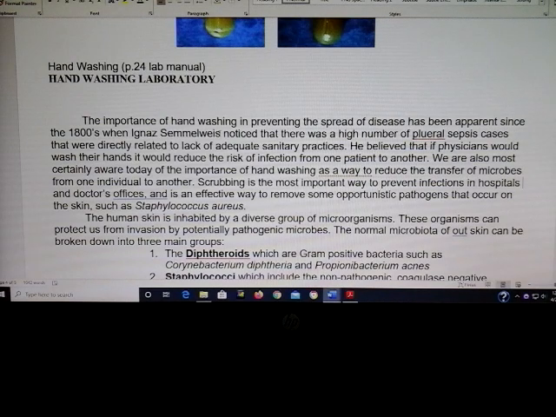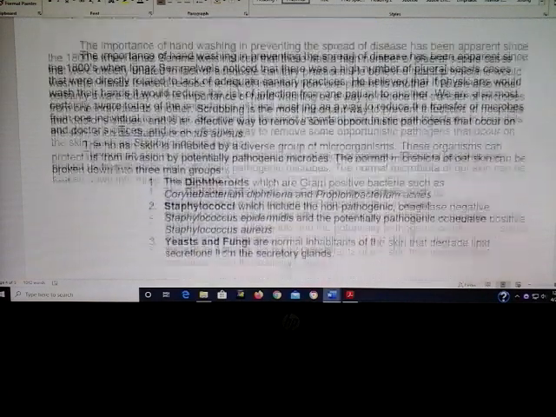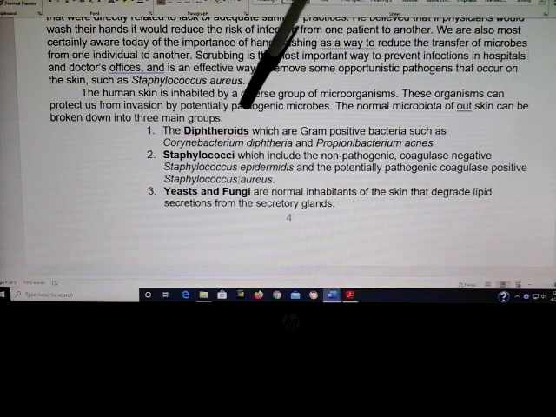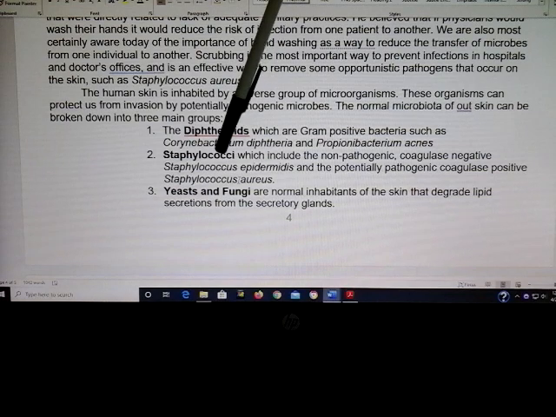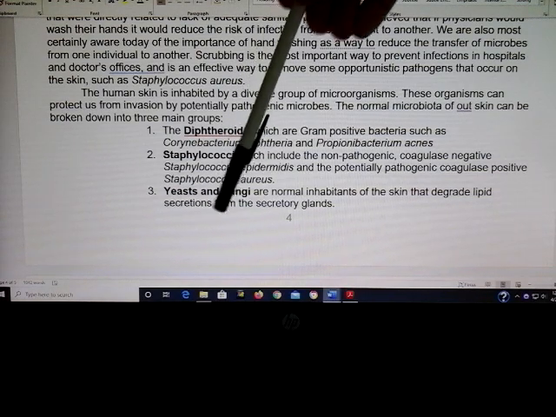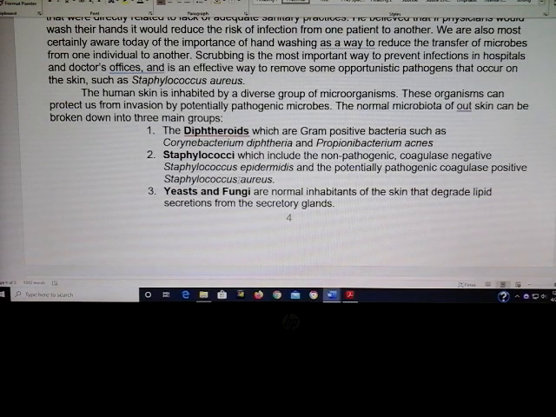However, we do have what are known as normal microbiota. So please know, guys, for your tests and quizzes, that there are three main groups that can be found on your skin. They're called diphtheroids, staphylococci, yeast, and fungi. So they're normal. These are things that should always be there on your skin.